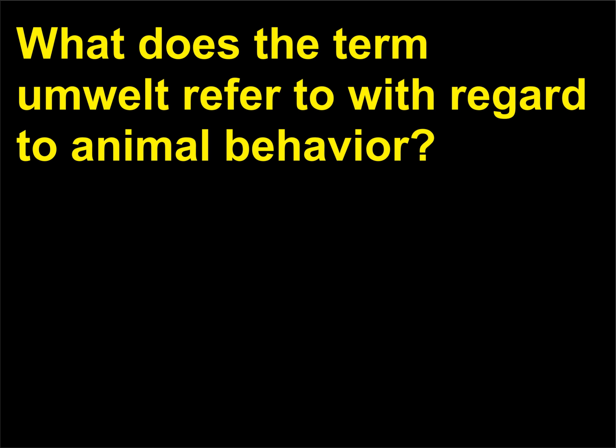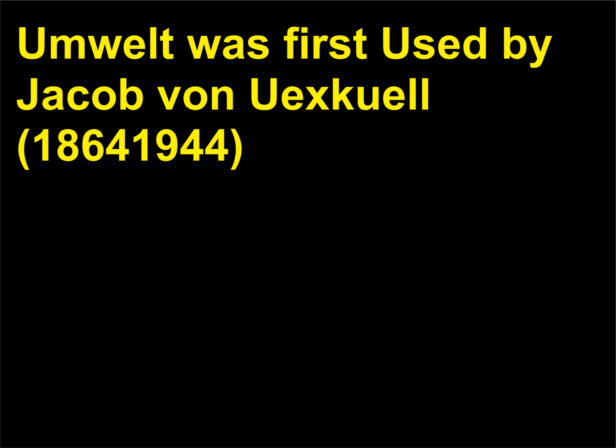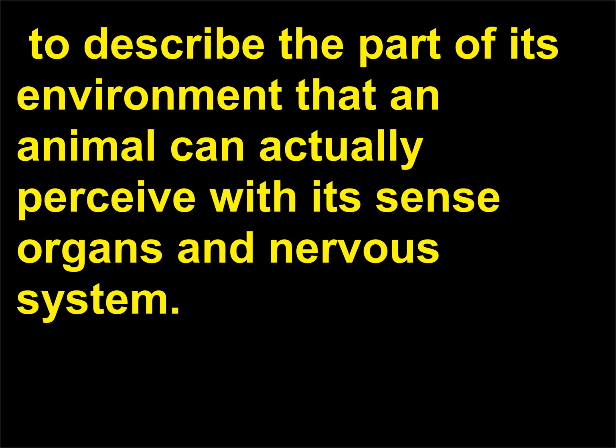What does the term Umwelt refer to with regard to animal behavior? Umwelt was first used by Jakob von Uexküll, 1864-1944, to describe the part of its environment that an animal can actually perceive with its sense organs and nervous system.